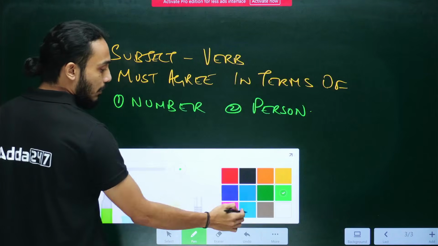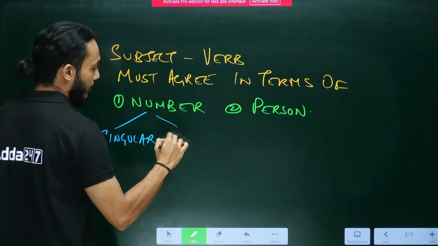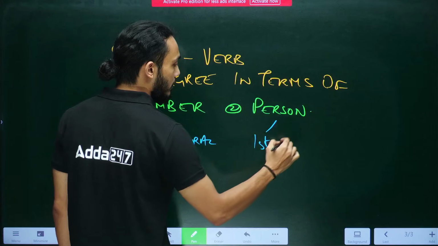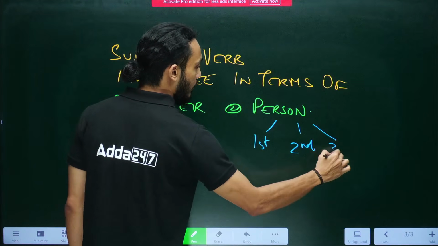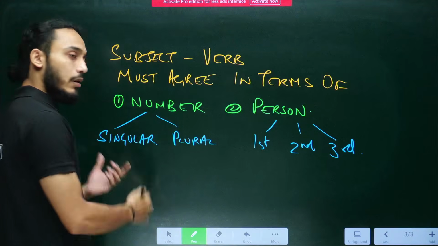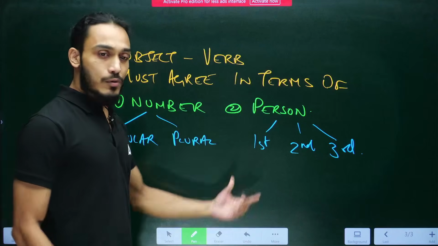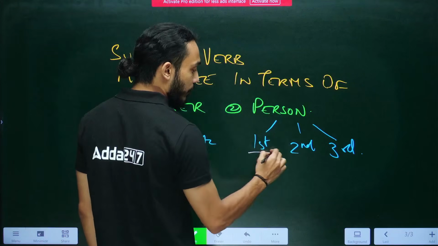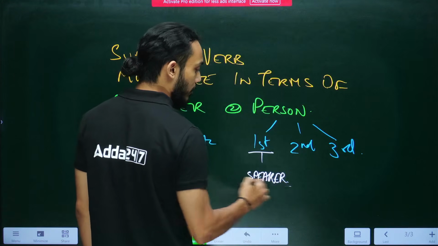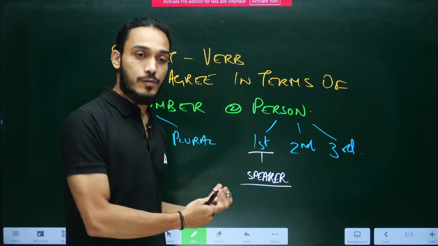So what do I mean by number? By number, I mean singular and plural. Okay? And when I say person, I mean first person, second person, and third person. All right? This is very simple to understand because singular means one, anything more than one is plural. First person is basically the speaker of a sentence. To give you a simple way to understand this, the person who is speaking or writing the sentence is the first person.